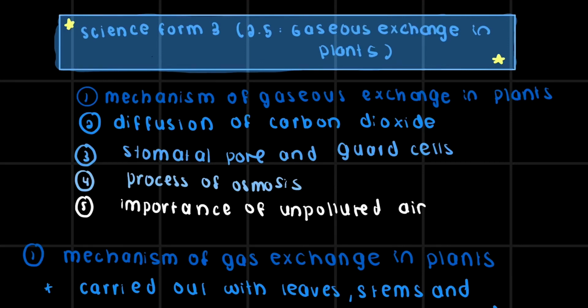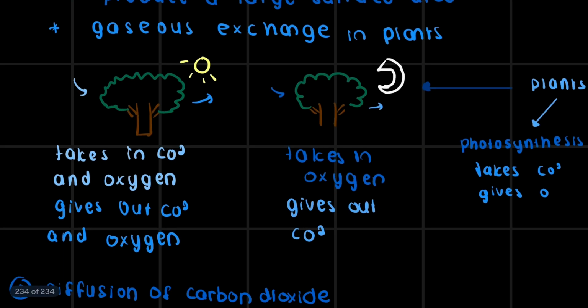Hi, and today I'll be continuing off where we left off. In the last episode, we learned Science Form 3 2.5 Gaseous Exchange in Plants, Part 2 Diffusion of Carbon Dioxide. And this episode, which is Part 3, we will learn about the stomatal pore and the guard cells. So let's have a look at them.